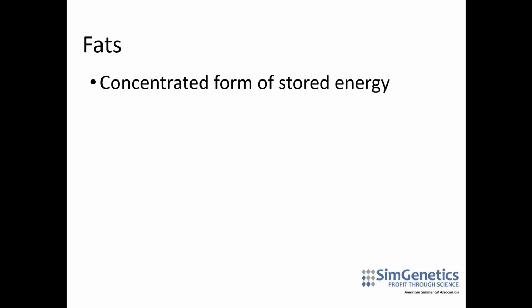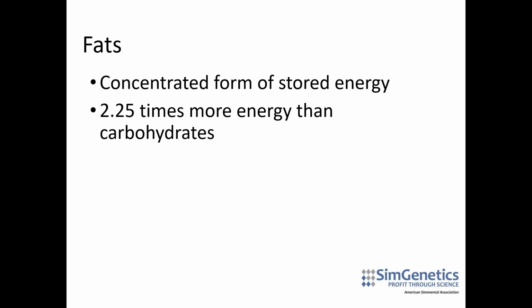Okay, so fats are going to be a concentrated form of stored energy, and it's so concentrated, in fact, that if we were to take a gram or an ounce or a pound of fat, and compare its energy value with the same amount, say a pound of carbohydrate or a pound of protein, fats have 2.25 times more energy than carbohydrates or protein do. So it's really, really energy dense, and hence the concentrated form of stored energy. So it's an important piece of the puzzle.